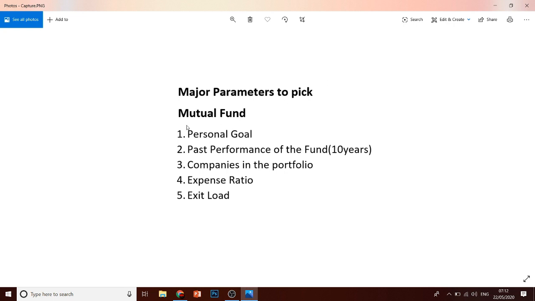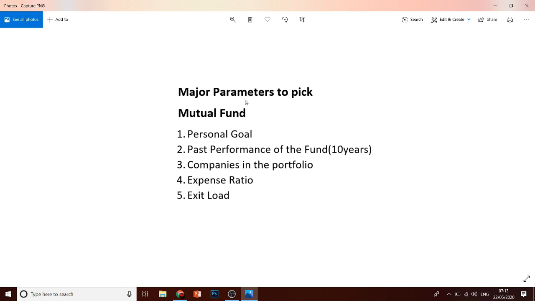So the first one is the personal goal, all right? So the personal goal will vary from person to person. So suppose if you want to construct a house, you have to save for, let's suppose, 20 years. So that will be your goal. Or else if you're a student like me, then if you want to fund your further expenses for your studies, then that would be your own goal, right? So in this way, personal goal varies from person to person.